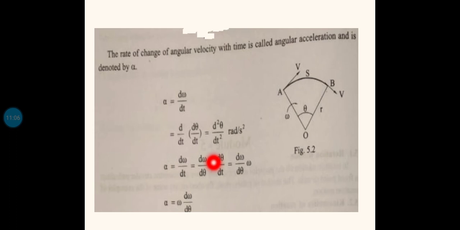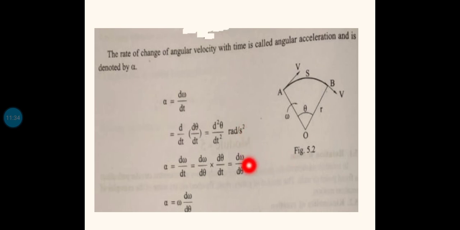And one more equation for the angular acceleration is alpha equal to d omega by dt. This is the general equation. Now I am rewriting this equation as d omega by d theta into d theta by dt. D theta and d theta will cancel, so the equation is the same, d omega by dt. But d theta by dt is nothing but omega. So this equation becomes d omega by d theta into omega. So alpha equal to omega into d omega by d theta.